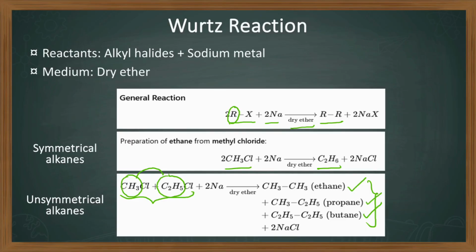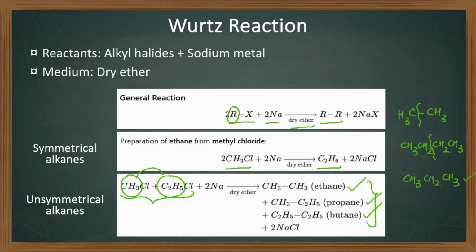So, ethane and butane are symmetrical alkanes. Symmetrical alkanes mean you can divide them into identical halves. Similarly, this is ethane, this is n-butane. We can divide them into identical halves. If we write propane, we can't do such division here. So, this falls under unsymmetrical alkane.